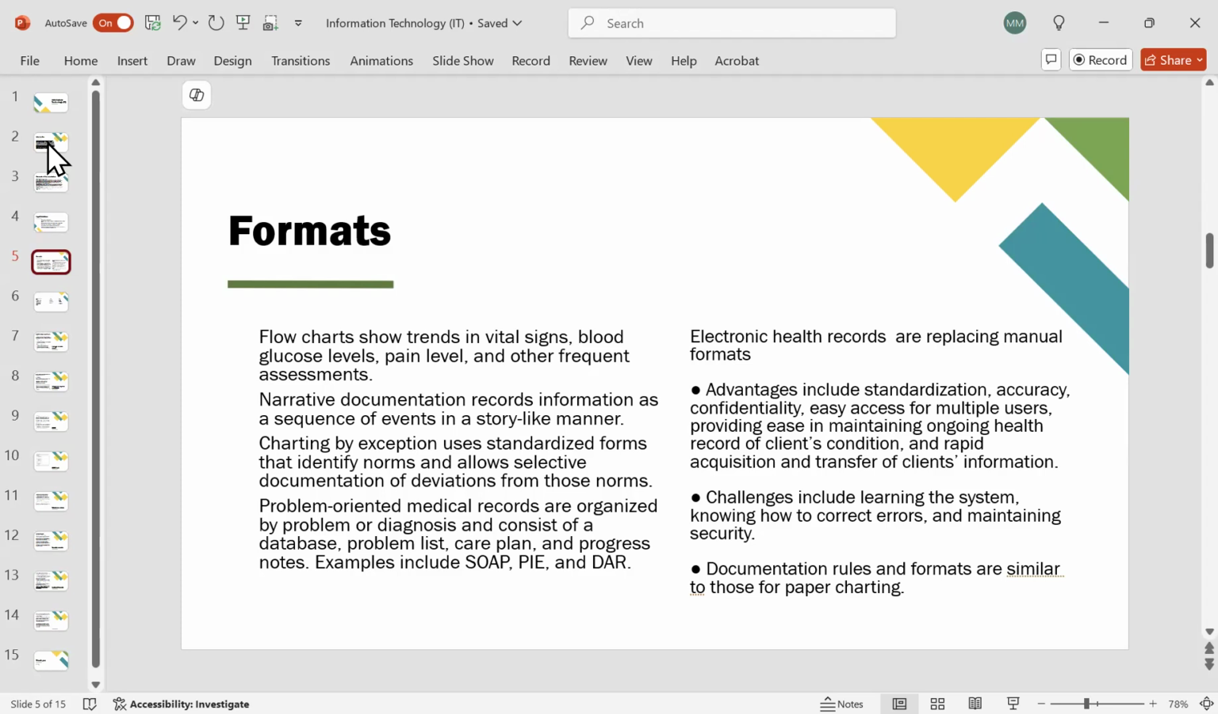Narrative documentation is like writing a story. When you do an initial assessment on somebody, it's usually a narrative. Patient came to the ER with complaints of chest pain, patient was out shoveling snow prior to this happening, patient stated, and so on. So you're telling a story.